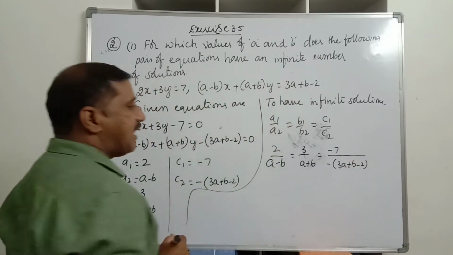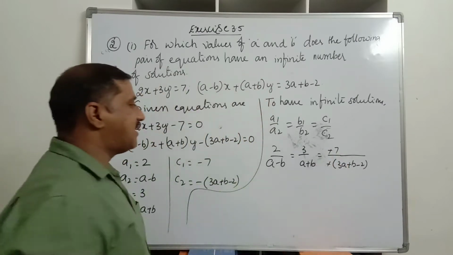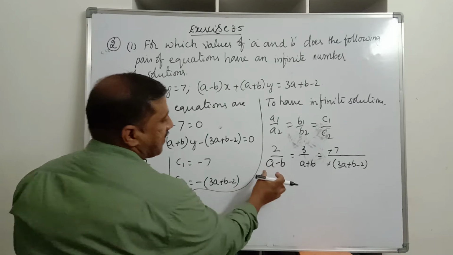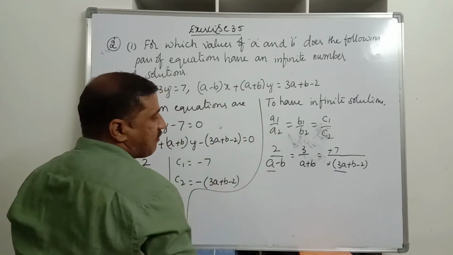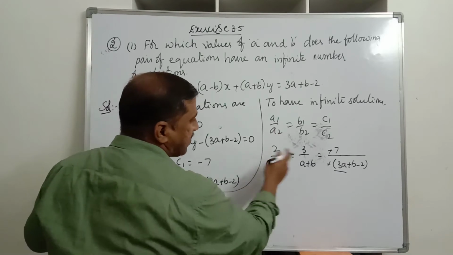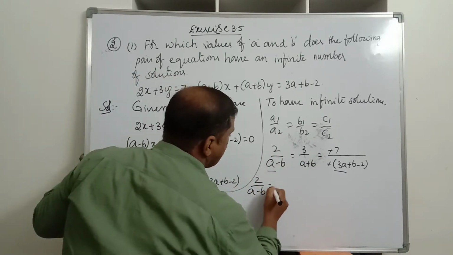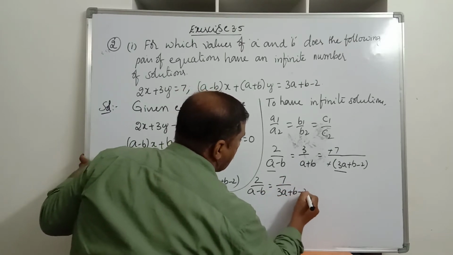Now solve these equations. Here both minus and minus we can cancel. Now take those two equations, the first and the second one. This and this, we will get one equation by cross multiplication from that: 2 divided by a minus b is equal to 7 divided by 3a plus b minus 2.